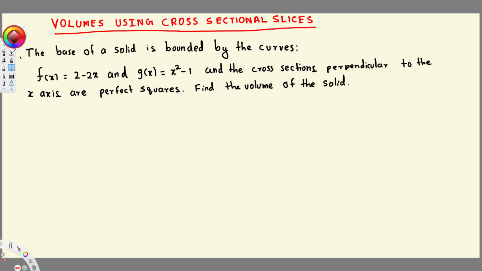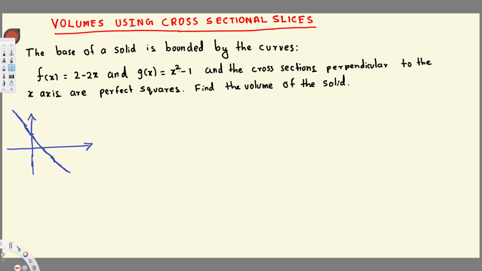So the first thing is we have to draw the graph. Let's draw the graph first and see what we get. The first graph is going to be a straight line. Since the slope is negative, it goes down from this side, and it's crossing 2. So let's say this is 2, and it crosses 2 right here.